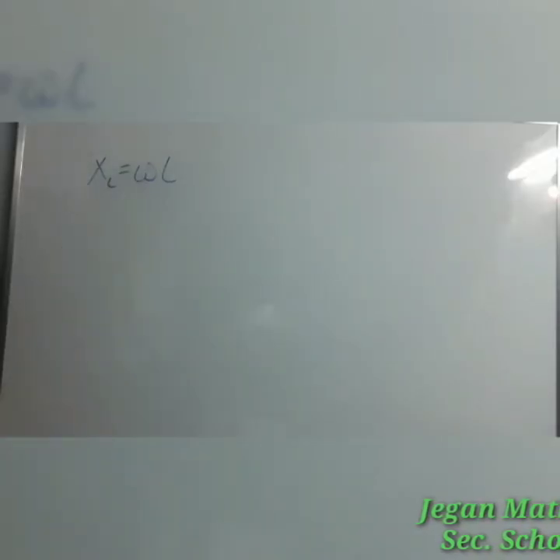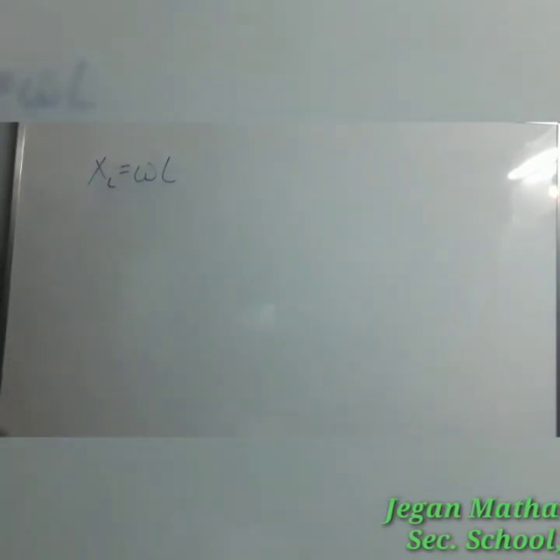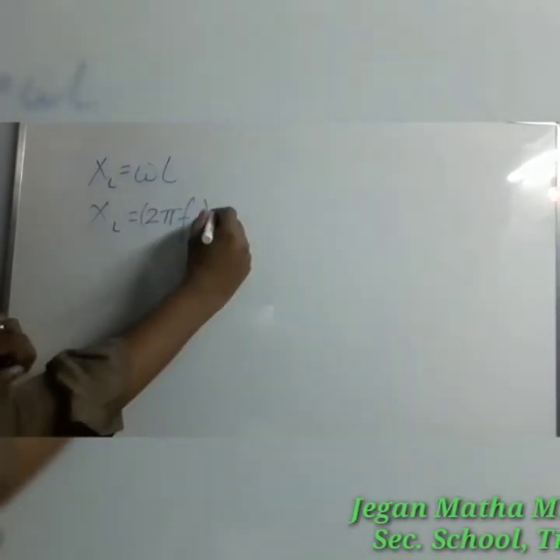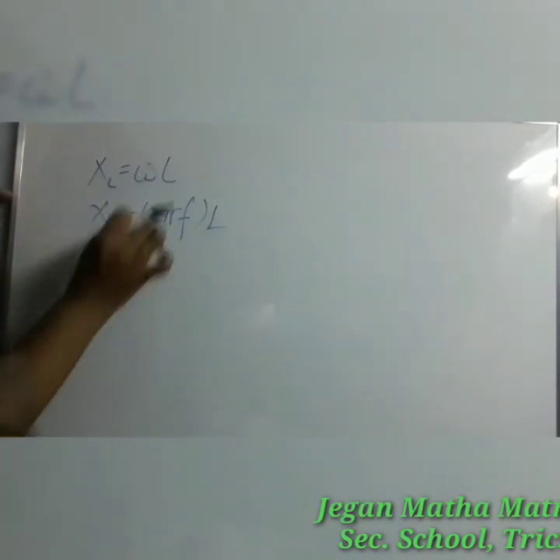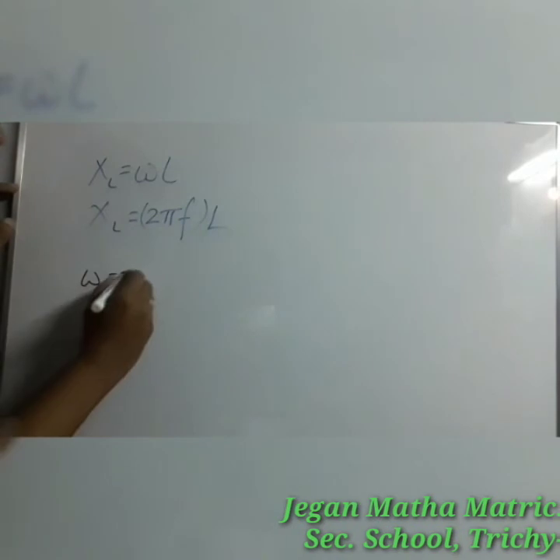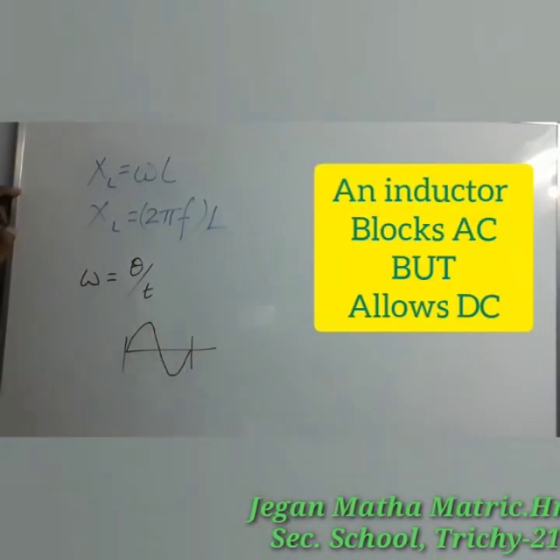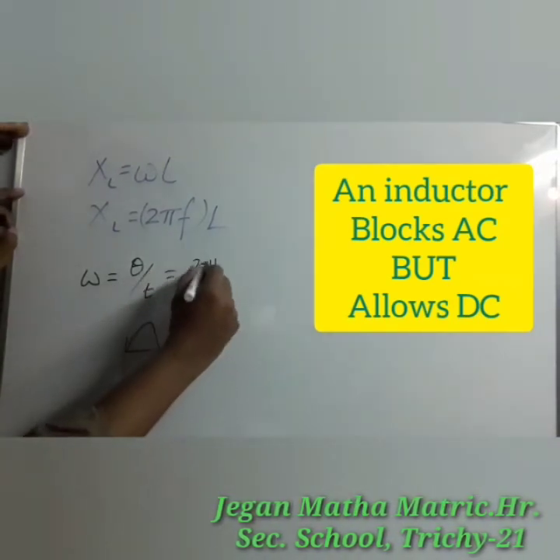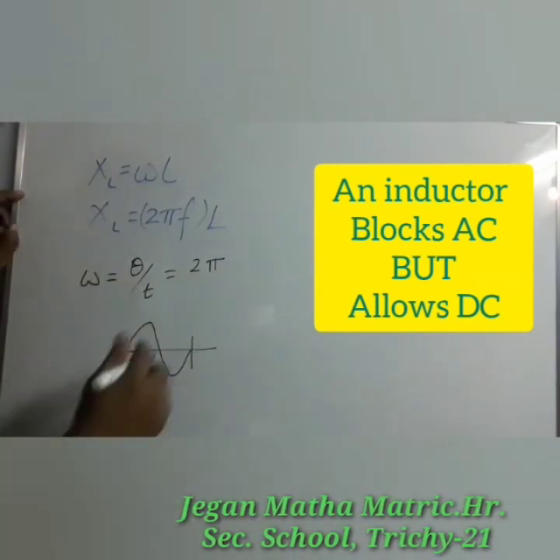The inductive reactance XL varies directly as the frequency, so it can be written as XL is equal to 2 pi f into L. Here, instead of omega, we have written 2 pi f. So what is the formula for omega? Angular velocity is equal to angular displacement theta by time. For one complete cycle, what is the angular displacement? What is the angle made by one vibration? It's nothing but 2 pi. Right? What is the time taken to complete one vibration? Time period, capital T.